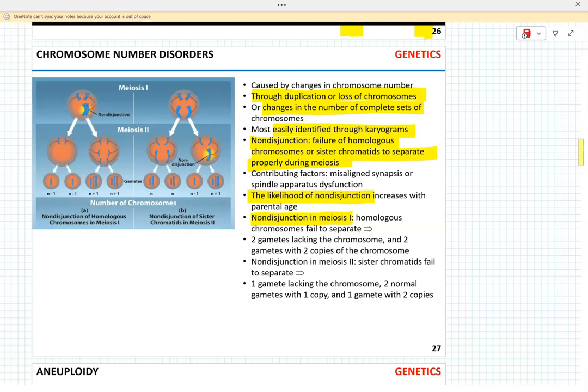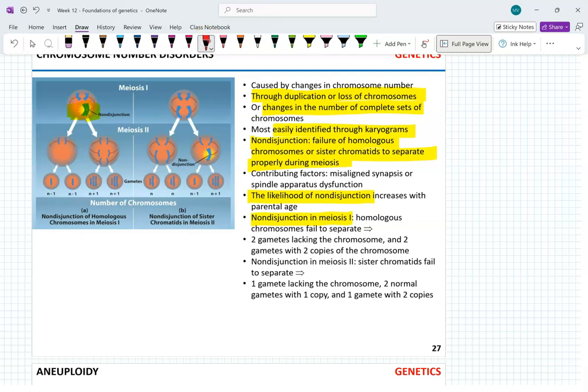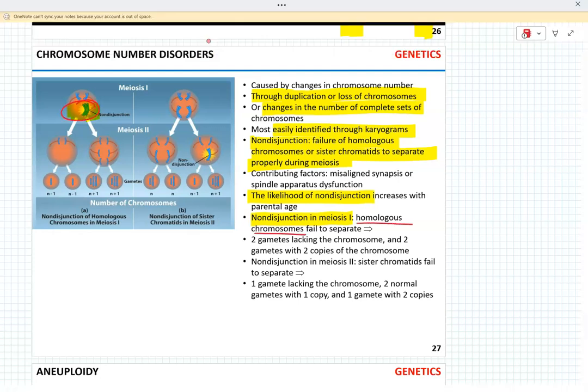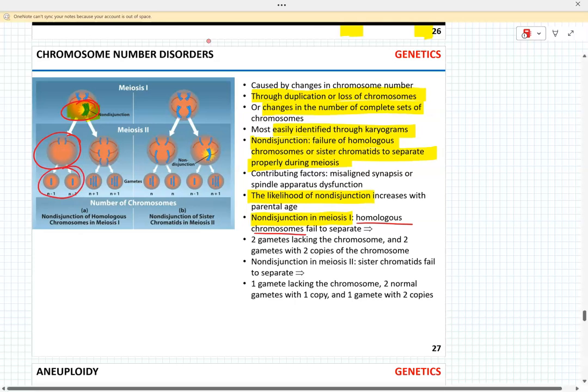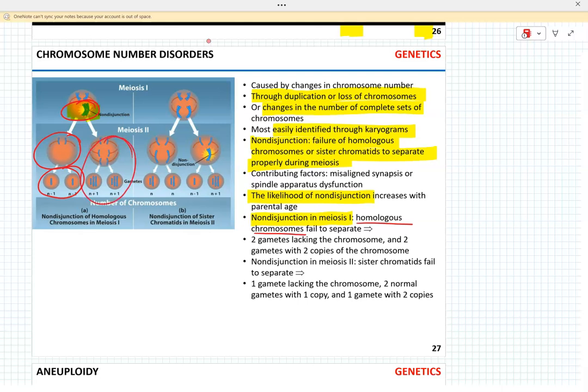So in this case, when there is non-disjunction in meiosis 1, homologous chromosomes fail to separate. So at the end of the day, you have two gametes lacking the chromosome and two gametes that have an extra copy of the same chromosome. So basically, if we call these chromosomes short and long, these two gametes have only one short chromosome, but these two gametes have one short and two long chromosomes.